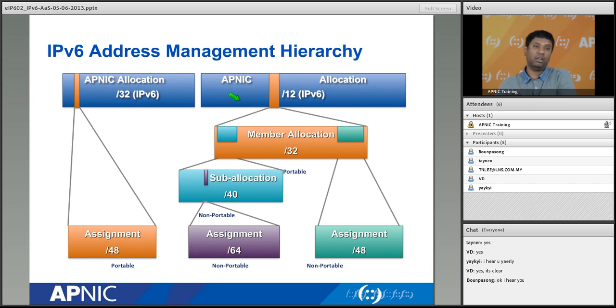In both cases, the /32 allocation or the /48 assignment, those will be portable. It means the member can carry them with them.